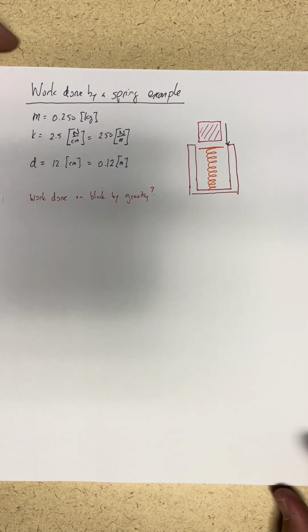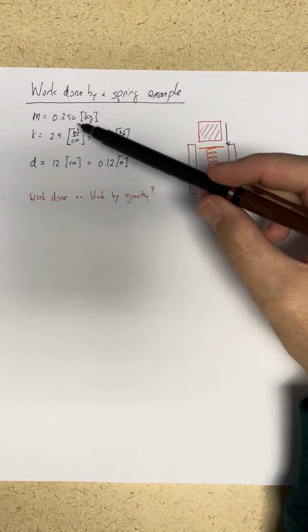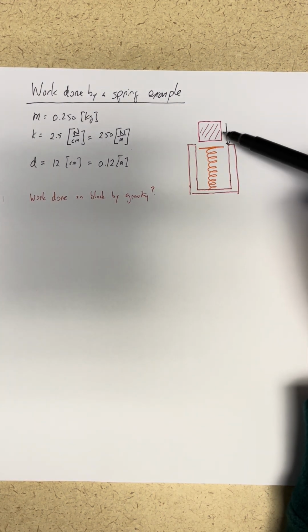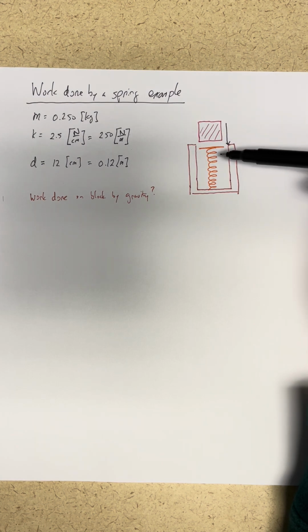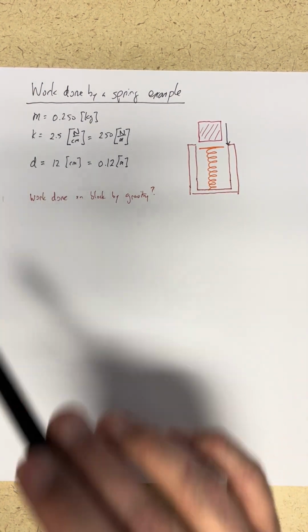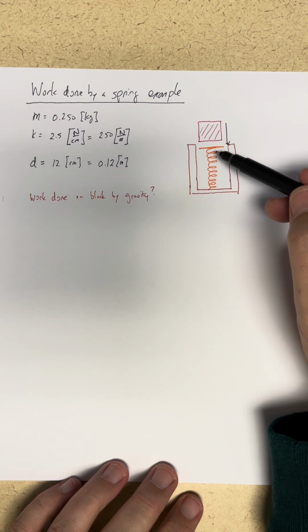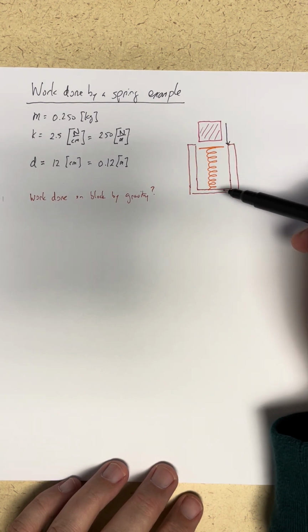It's sort of a kitchen sink example using our expression for the work done by a spring. We have a mass of a quarter kilogram. It's going to fall onto a spring. The spring has a spring constant of 250 newtons per meter, and we're given that the mass displaces the spring down by 12 centimeters before coming to rest for an instant.